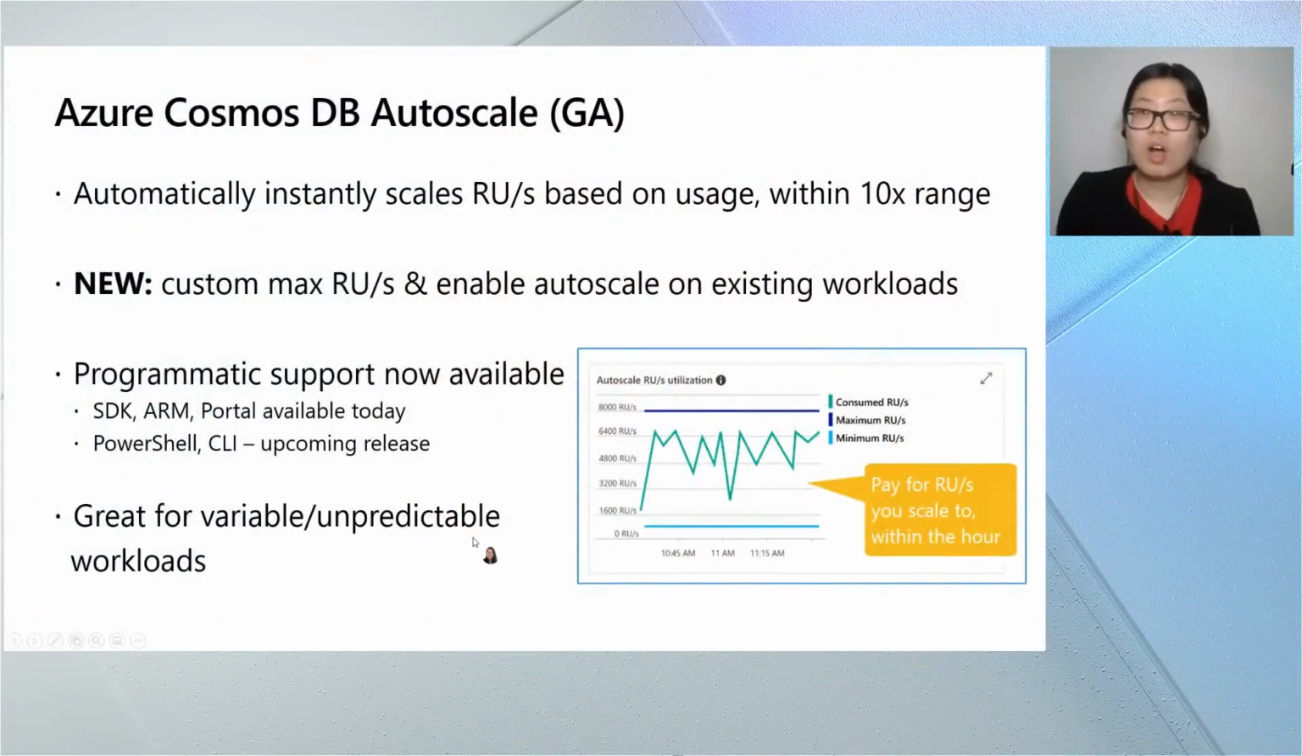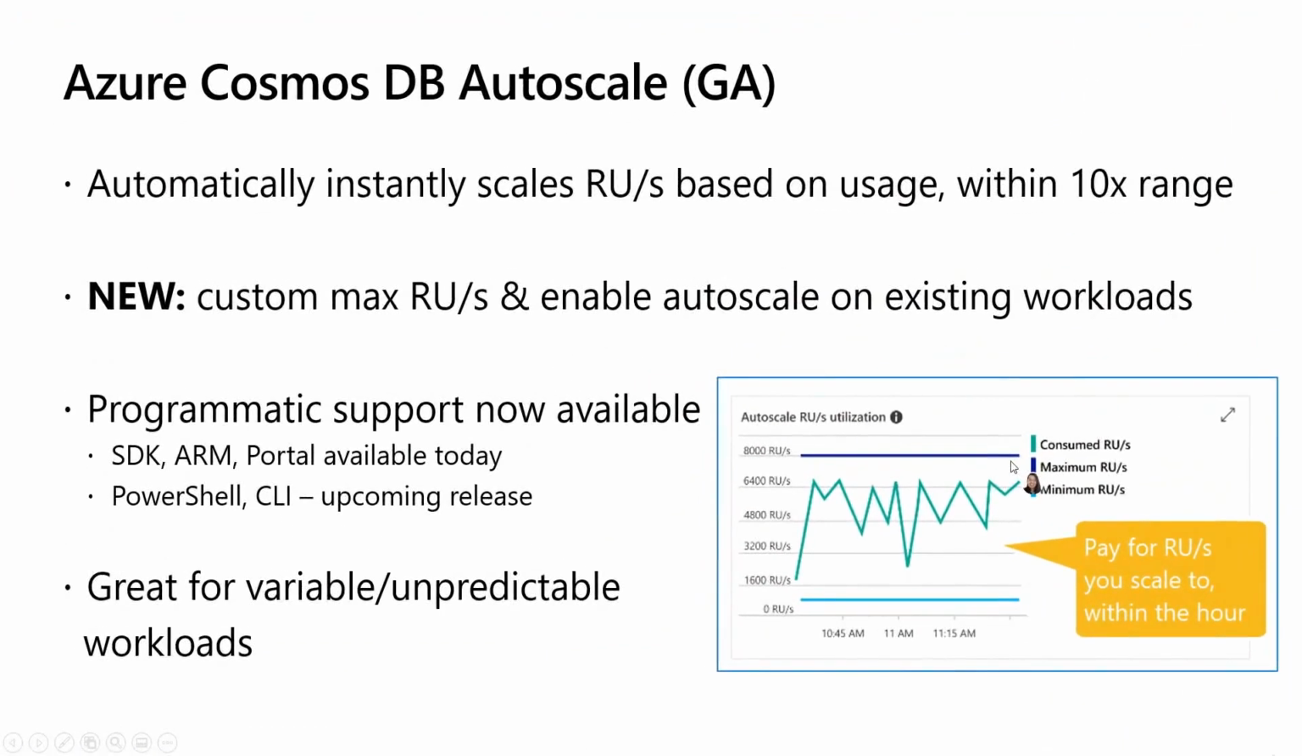With Autoscale, Cosmos DB automatically and instantly scales the RUs or throughput capacity of our database or container based on the usage. So as a user, all we have to do is set the highest RUs we ever want to scale to, and Cosmos DB will handle scaling the capacity between that and 10% of that value.